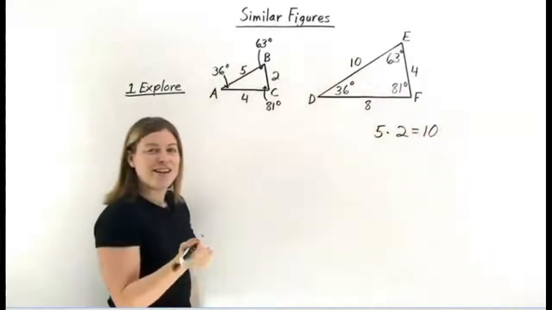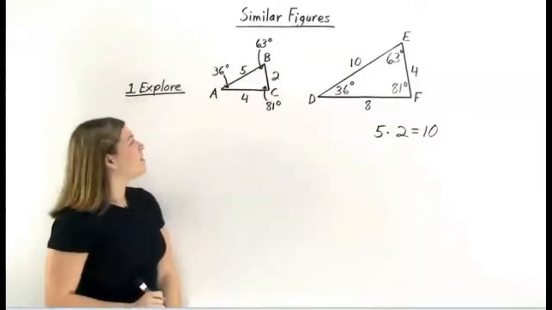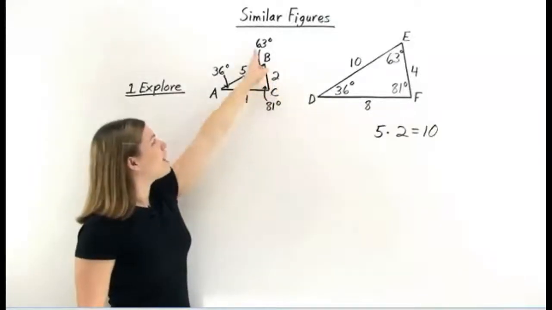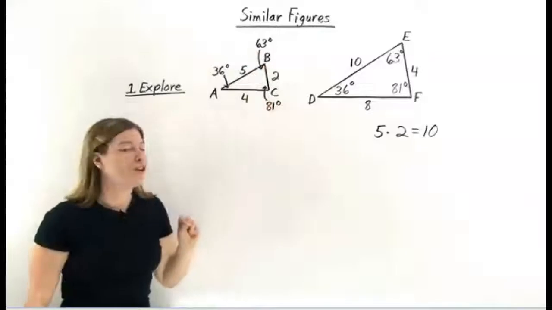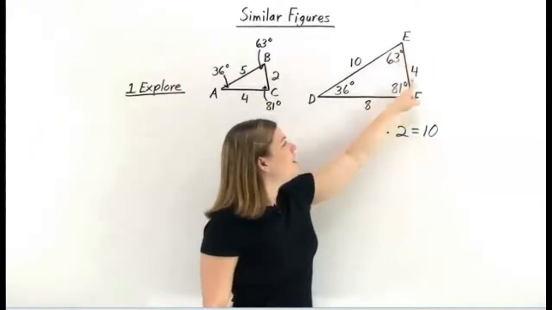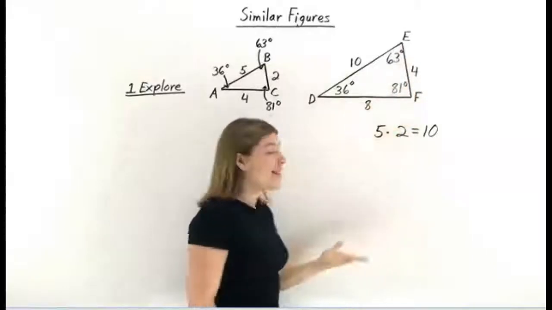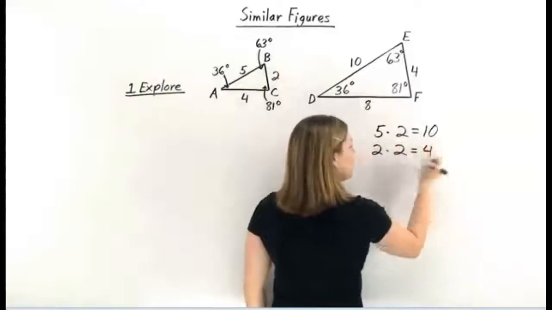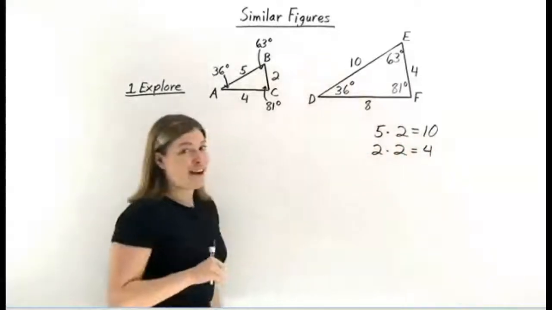Neat. Now let's look at another set of corresponding sides. Here we have this side. It measures 2 and sits in between the angles that measure 63 degrees and 81 degrees. Finding the corresponding side over here, we see it measures 4. And to get from 2 to 4, we take 2 and multiply it by 2. It looks like we're seeing a pattern here.